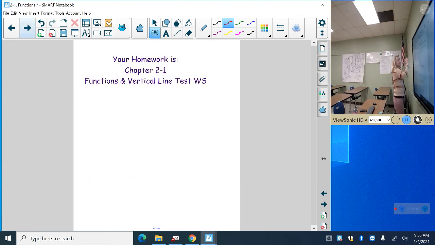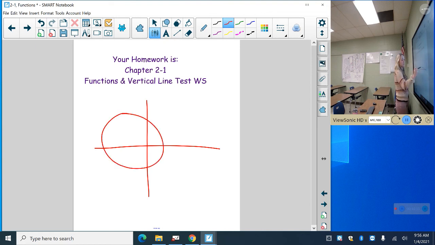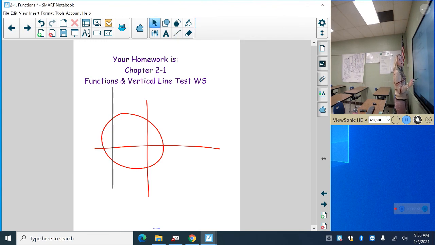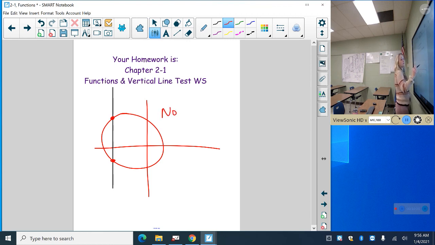Now let's look at another one. Let me show you an example of one that's not a function. If you have something that looks like this, a circle, as soon as I bring my vertical line test into that, look, here it hits once and here it hits twice. So this is not a function. And that'll give you another example.